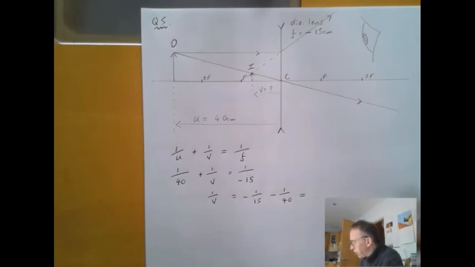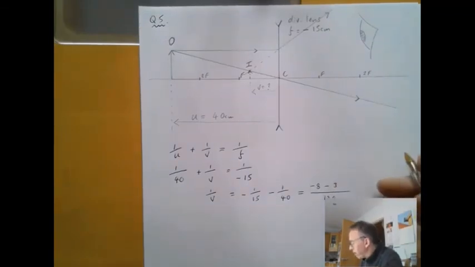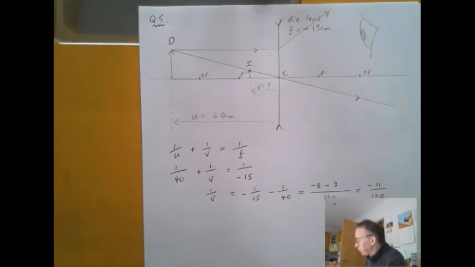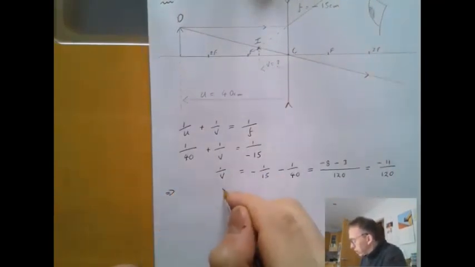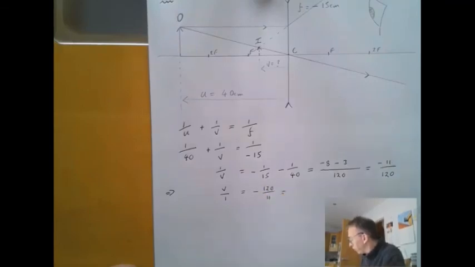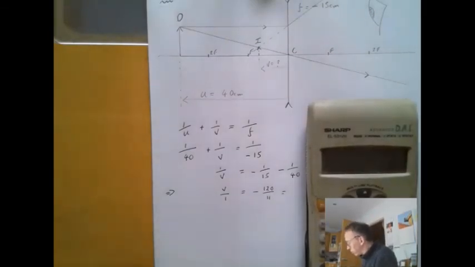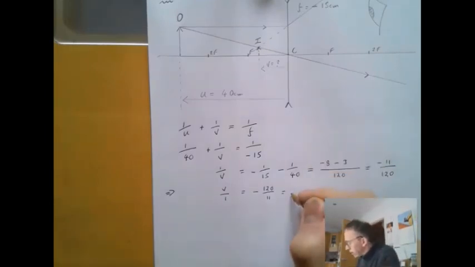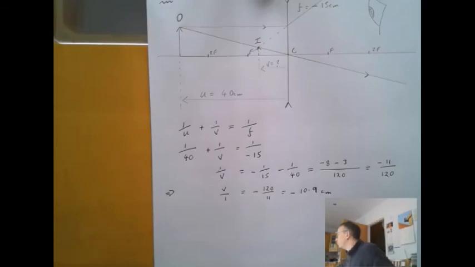Okay, we need a common denominator for 15 and 40, which is 120. 1/15 is 8/120, but it's negative 1/15, so it's negative 8/120. And 1 over 40 is 3/120, which is negative 3/120. So we have negative 8 and negative 3, which is negative 11/120. Flip the guy, and v over 1 is going to be equal to negative 120 over 11. We need to resort to the calculator to get that. 10.9. So that's negative 10.9 centimeters.